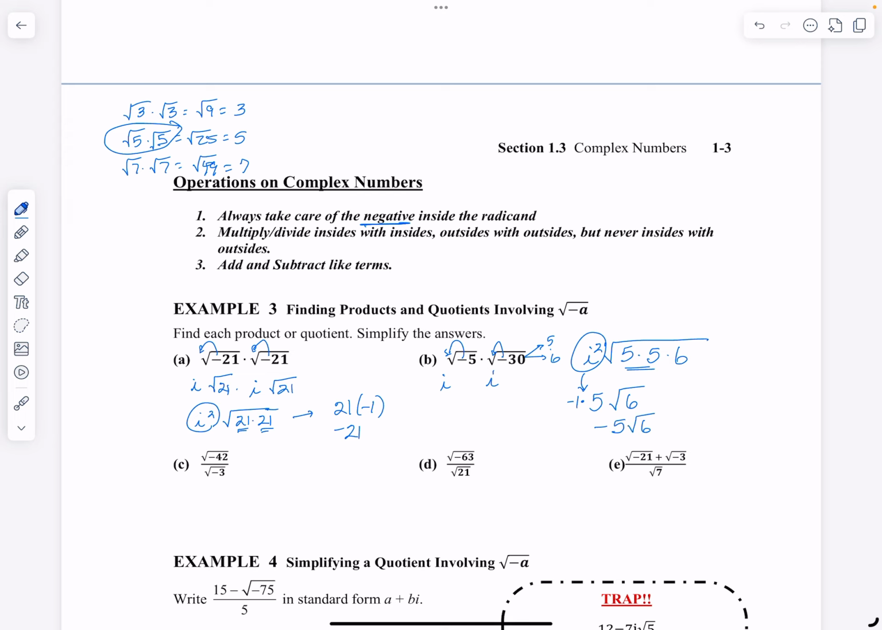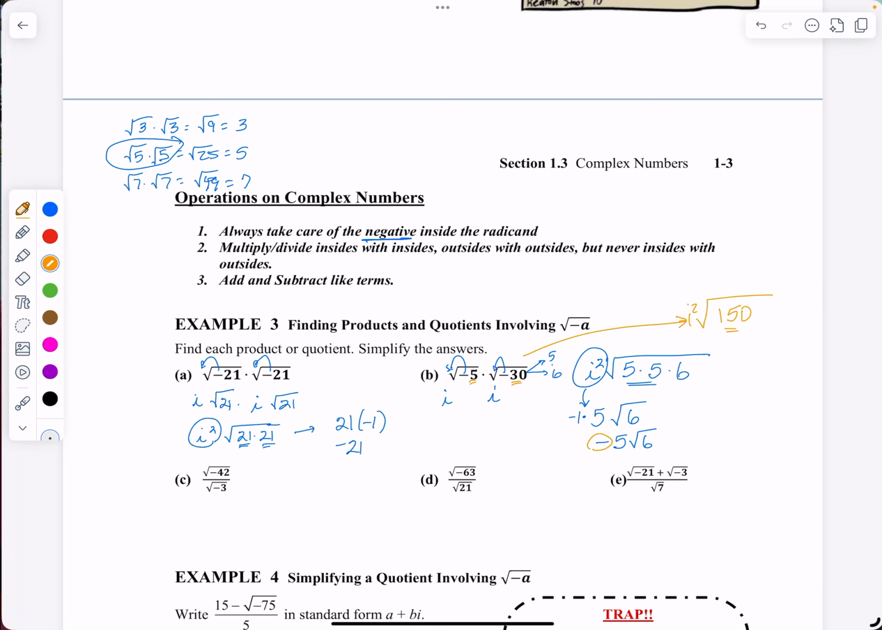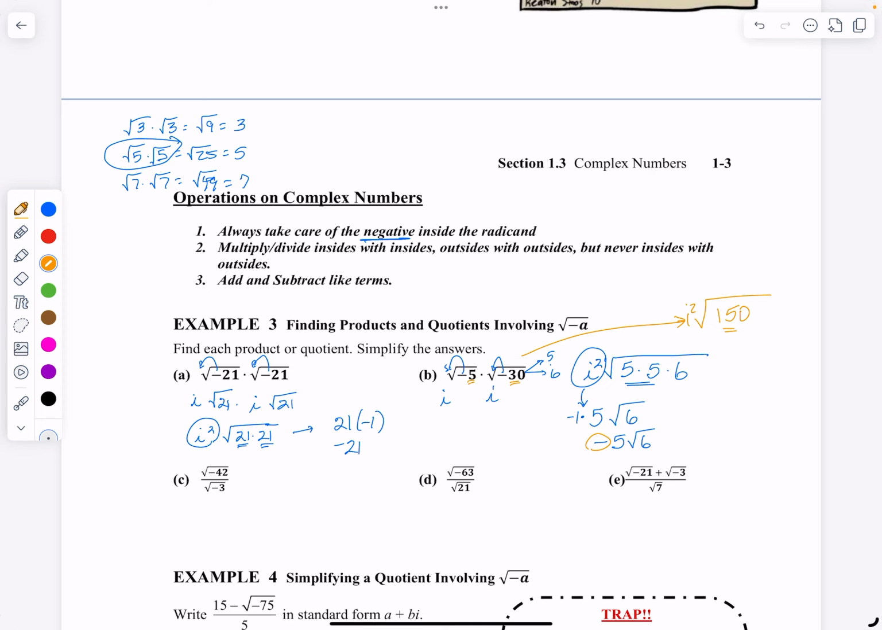Now, some of y'all might have said, well, when I do it, Miss Kitts, I would do this. I still got to put my i squared out there or you'll miss the negative. That's what most people do. But a lot of people would say, I'm going to multiply the 5 times 30 and get 150. And then I'm going to take the square root. And you can, but you're going to wind up with the same thing. And then you're dealing with this big old number. So I like to just keep it split up if I can.